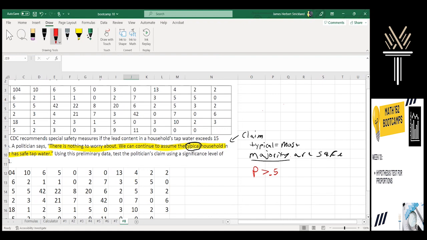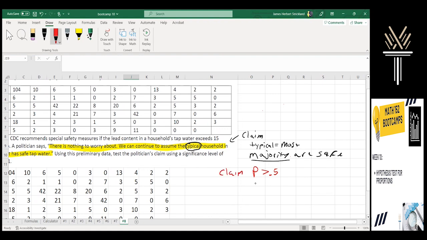Because if exactly 0.5 are poisonous and 0.5 aren't poisonous, then it's equally likely to have a poisonous house as it is to not have a poisonous house. In which case, you can't say most houses are okay. So in this case, they're actually saying a majority, which means greater than 0.5, not equal to. And so this represents the claim.